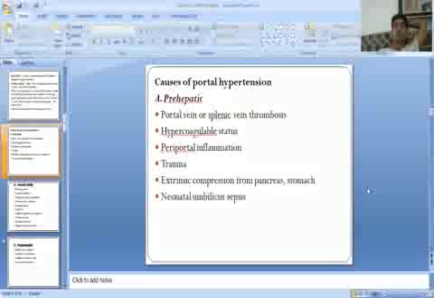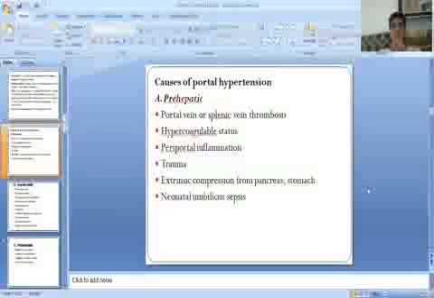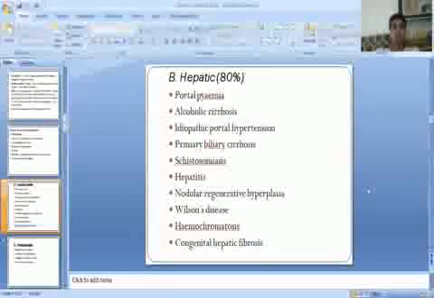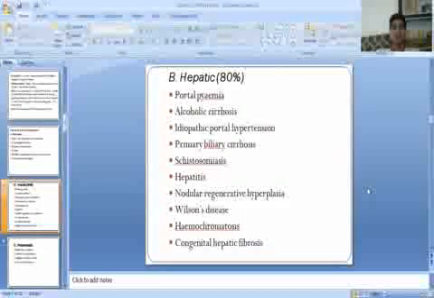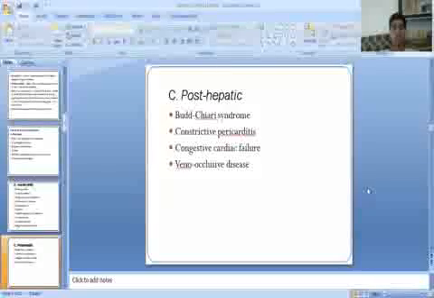Causes of portal hypertension. First, prehepatic. These are the prehepatic causes. Then hepatic. The causes mentioned in the hepatic and post-hepatic categories are these.